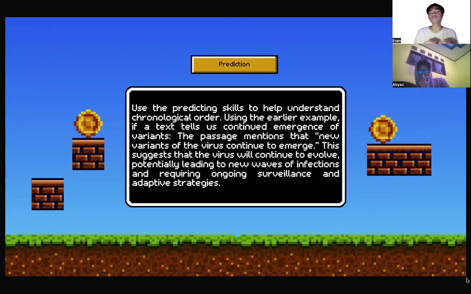Prediction. Use predicting skills to help understand a chronological order. As in the earlier example, the passage mentioned that new variants of the virus continue to emerge. This suggests that the virus will continue to evolve, potentially leading to a new phase of infection and requiring ongoing surveillance and adaptive strategies.